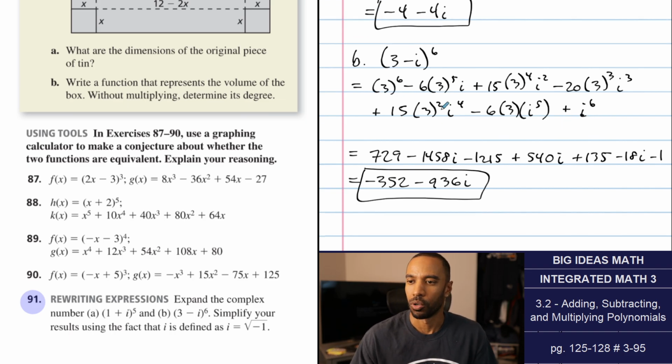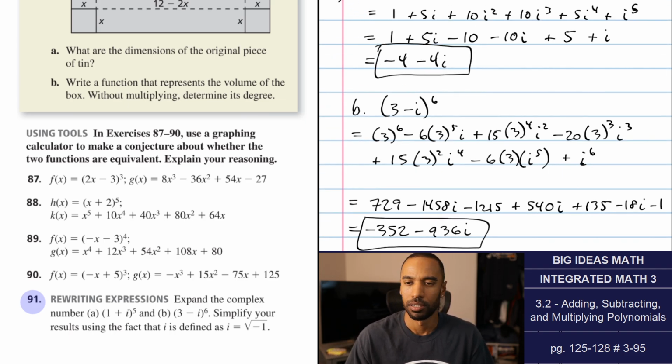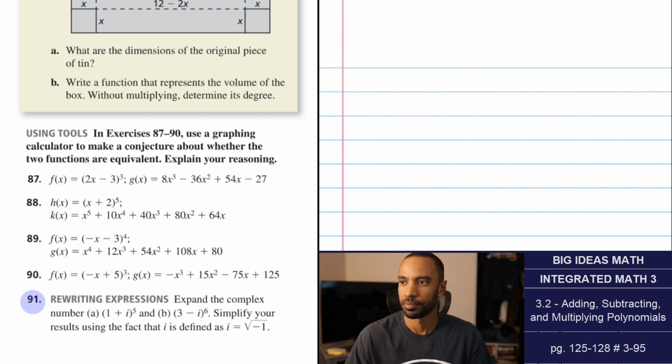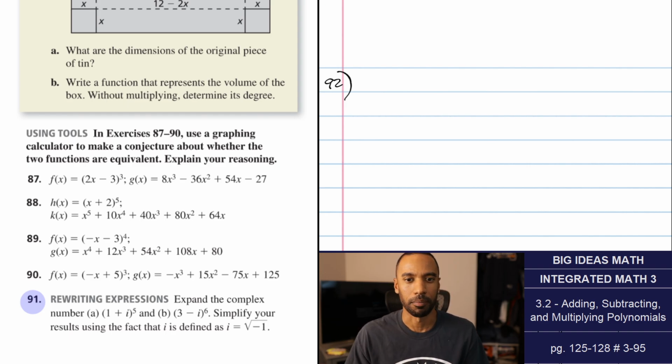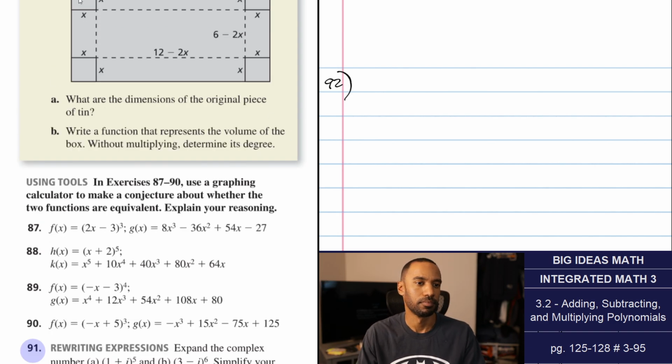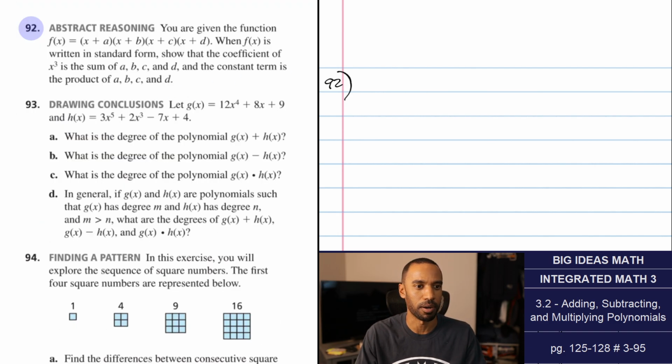Okay, so let's go to number 92. I'm seriously pressed on time. It's a time factor here. I only have not much room on my thing. I think I'll make it, but I don't know how long these problems are.